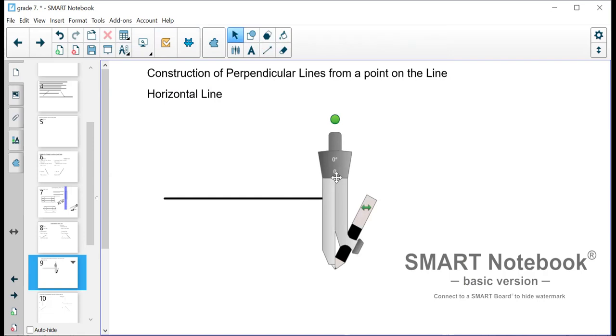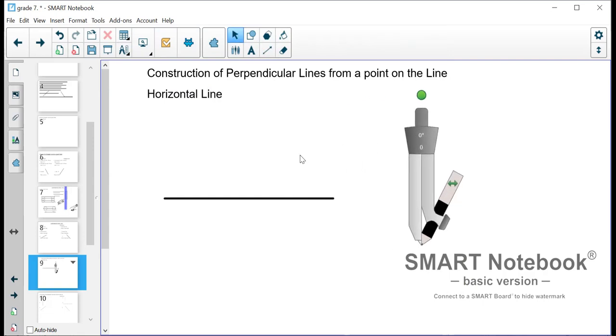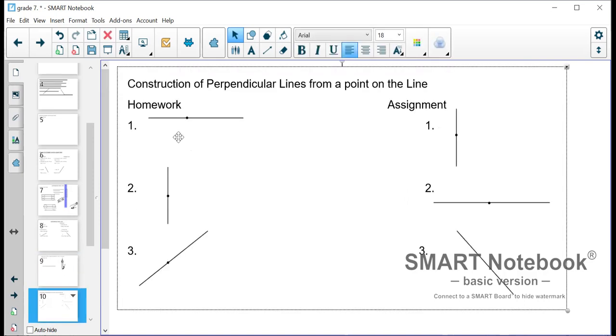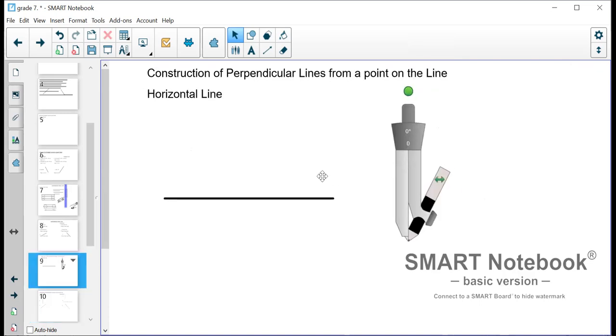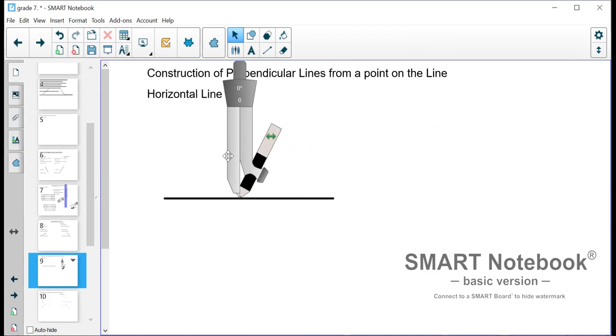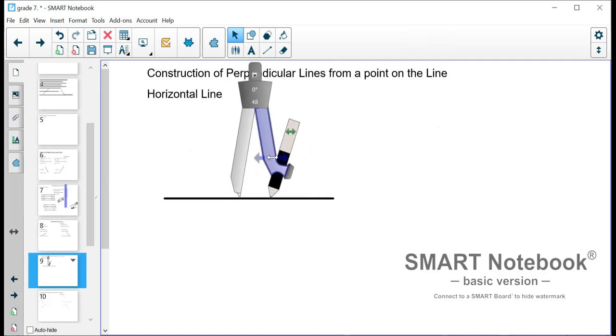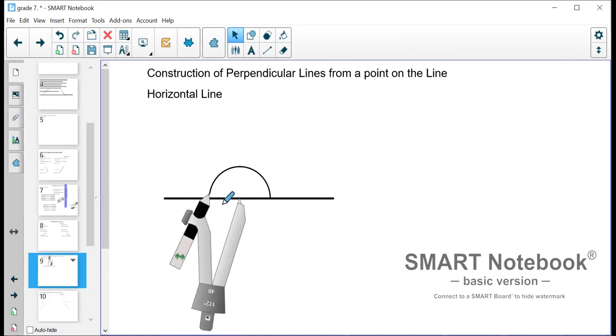this line. Now, you might be given an instruction whether to draw it from the end of the line or the middle of the line or any point on the line, right? As a matter of fact, for the assignment and homework, I specified which point to draw from, right? So what you do is place the compass point at that point that you have to draw it from, and you simply draw a semicircle or an arc.